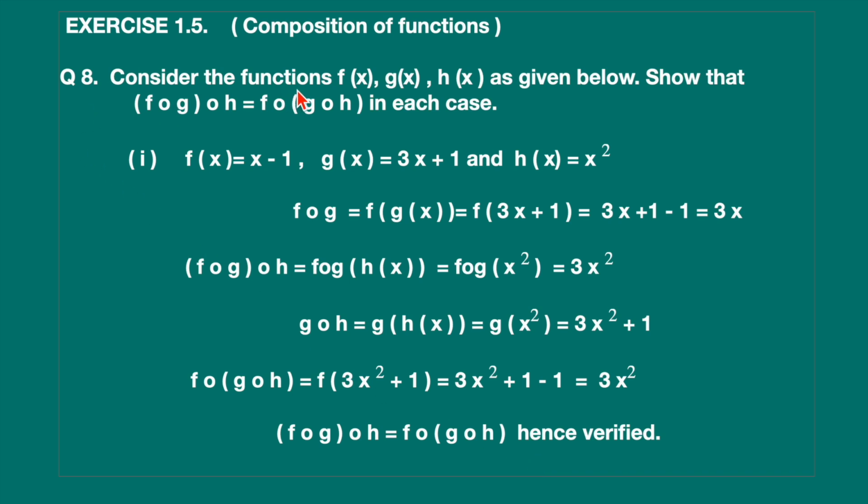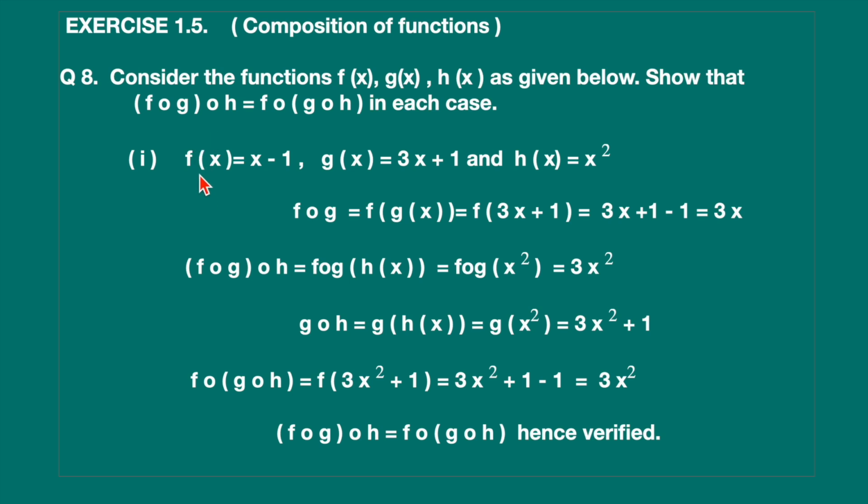Consider the functions f(x), g(x) and h(x) as given below. Show that (fog)oh is equal to fo(goh) in each case. So this is a composition of 3 functions f(x), g(x) and h(x). We have done sums on composition of 2 functions. Now from sum 8, we are going to do composition of 3 functions. Listen carefully. It is very simple, but you have to be careful while doing it.